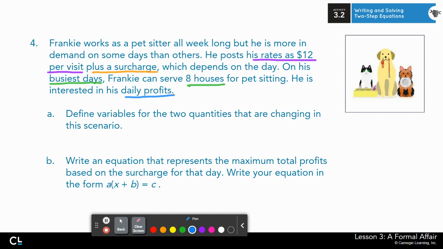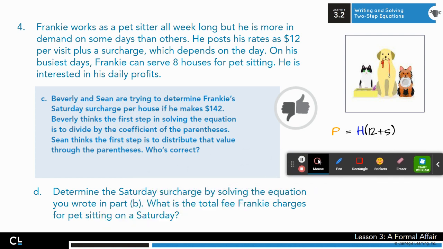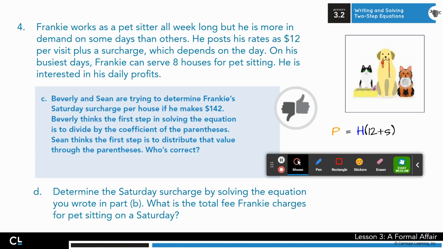Now, in B, it also says to write your equation in the form AX plus B is equal to C. If you're unfamiliar with this form, it is okay. I still want you to try in the time that you're working, but when we go over it, you'll be able to see exactly how that looks. And then also for C and D. For C, you're determining if Beverly or Sean is correct, who is right. You can read it on your own. And D says determine the Saturday surcharge by solving the equation you wrote in part B. What is the total fee Frankie charges for pet sitting on a Saturday?